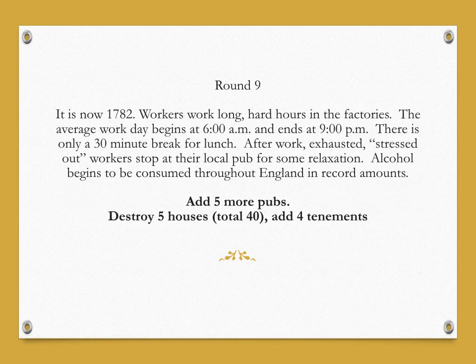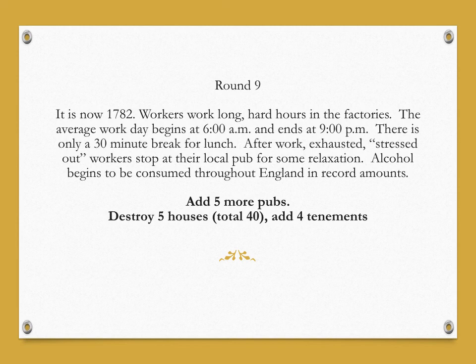It is now 1782. Workers work long, hard hours in the factories. The average workday begins at 6 a.m. and ends at 9 p.m. There is only a 30-minute break for lunch. After work, exhausted, stressed out, workers stop at their local pub for some relaxation. Alcohol begins to be consumed throughout England in record amounts.